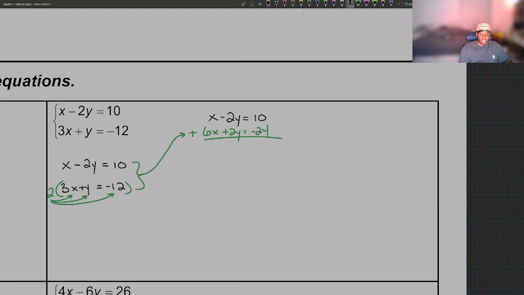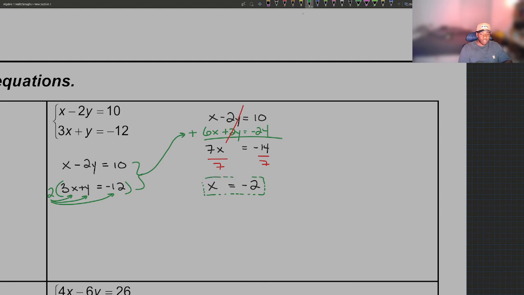X plus 6x is going to give us 7x. Negative 2y plus positive 2y, those two are going to cancel out. And 10 plus negative 24 is going to get us negative 14. Okay? Now, again, all we got to do is get x by itself. We're going to divide both sides by 7. And we end up with x equals negative 2. Okay? So that is our solution for x.